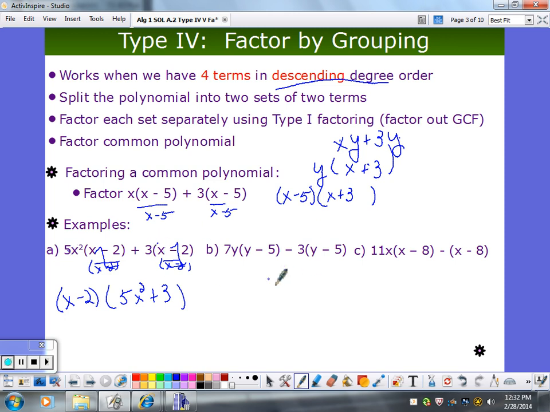So look at this one now. Do I have a common polynomial? Yes.